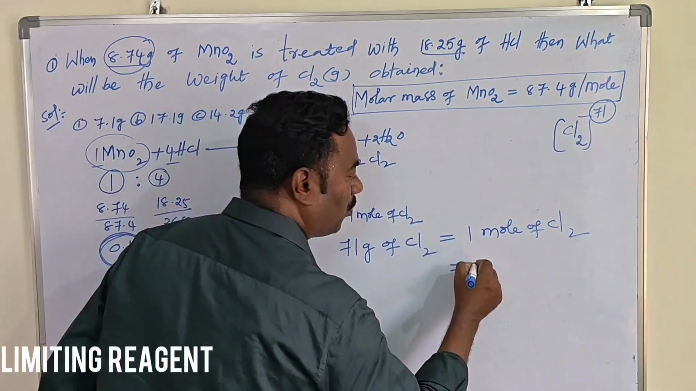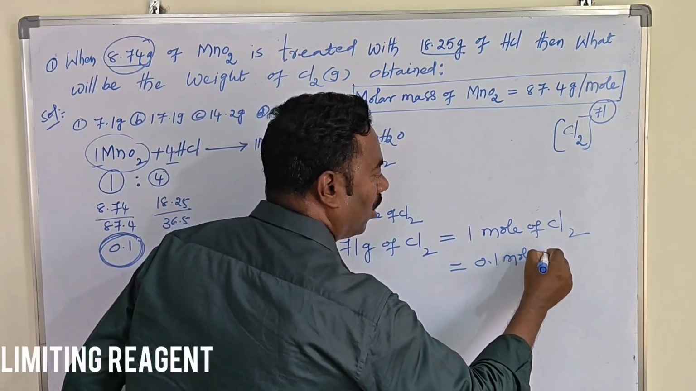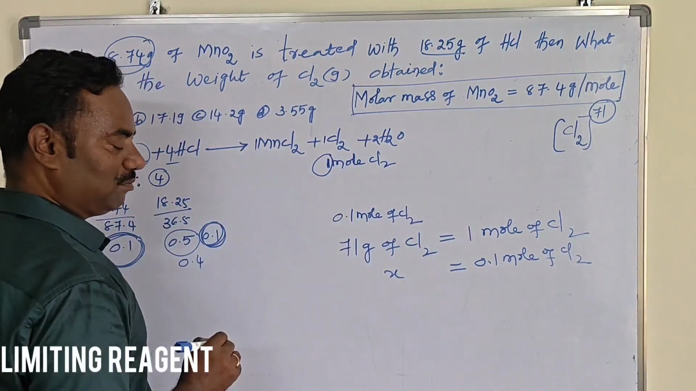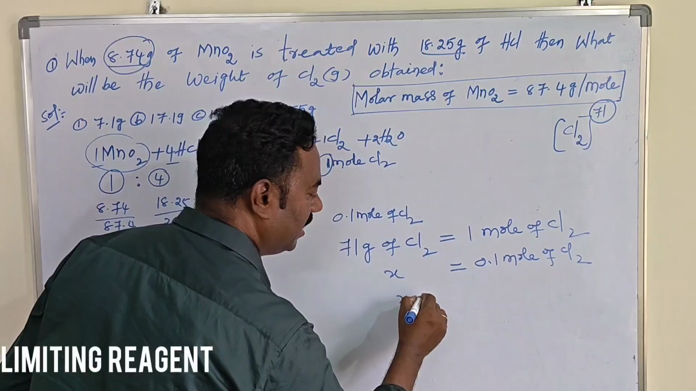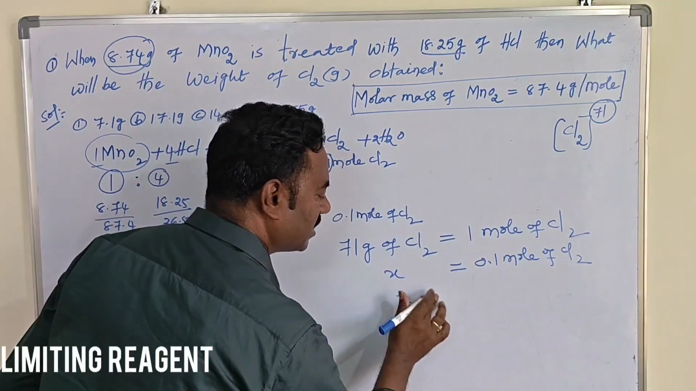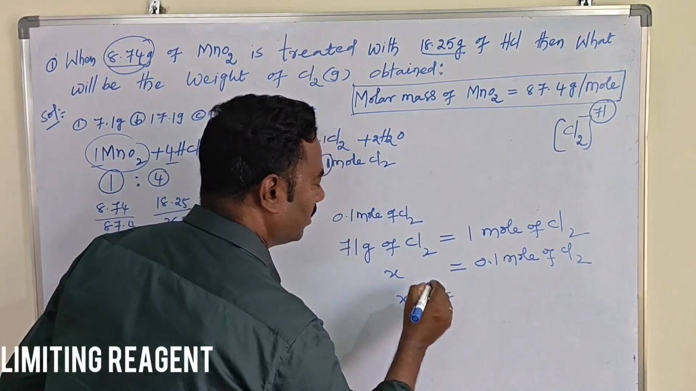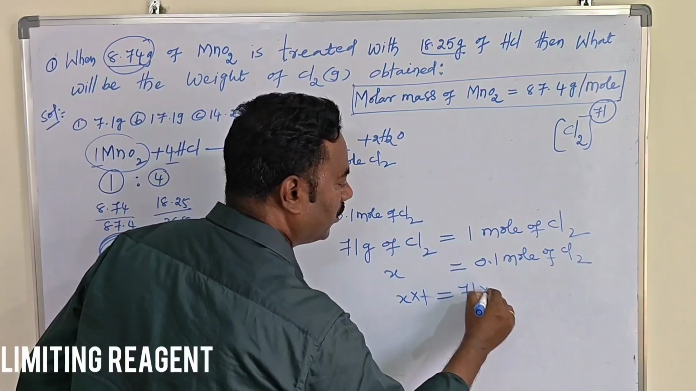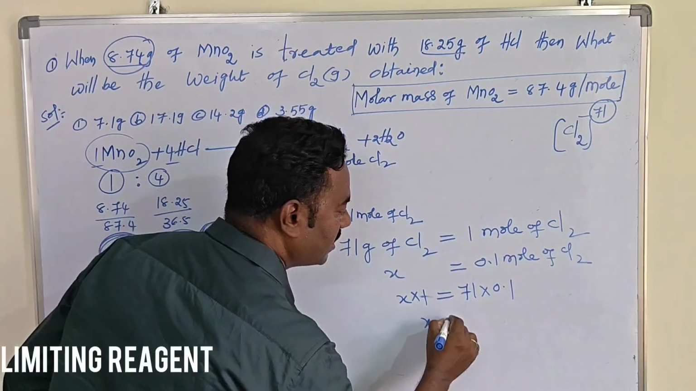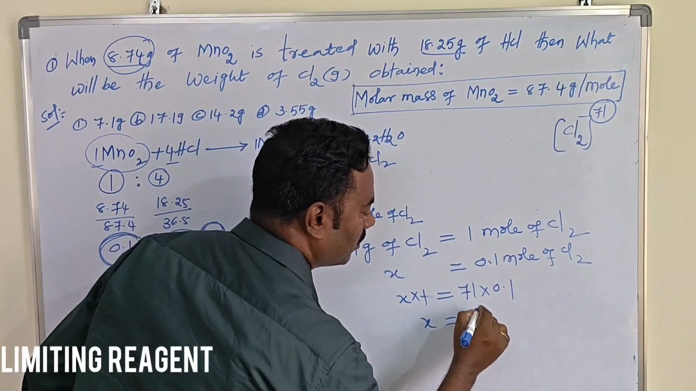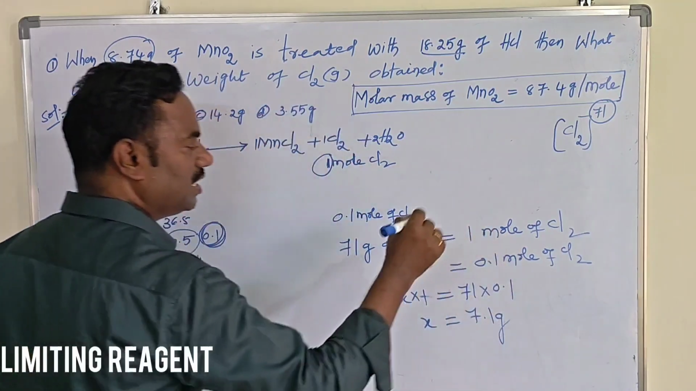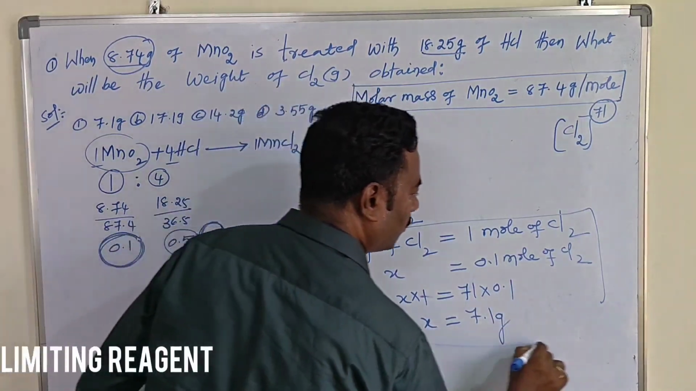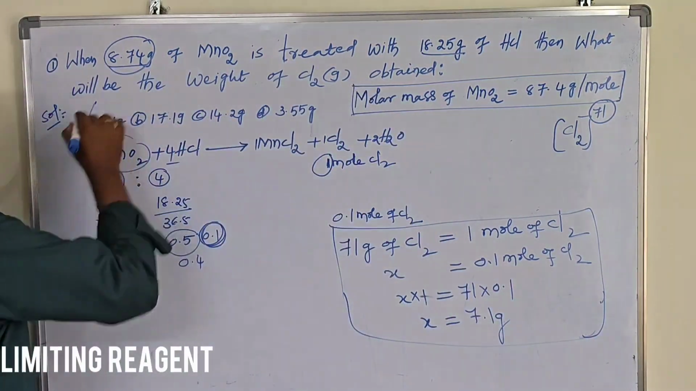Then 0.1 mole of Cl2 equals how many grams? Cross multiplying, x into 1 equals 71 into 0.1. Then x is equal to 7.1 grams. See this one. What is the answer? This is the answer.